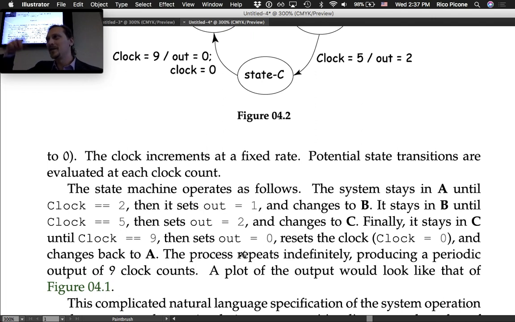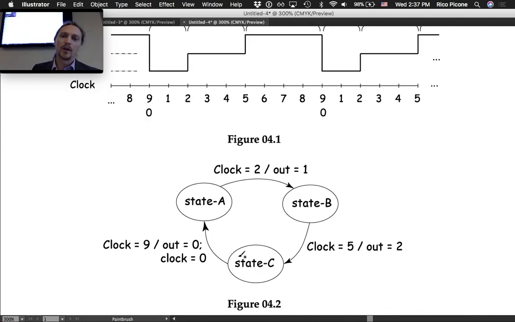And then we're going to just keep doing that same thing over and over again, right, once we're back to A. So we've got this sort of loop that happens. The process repeats indefinitely, producing a periodic output of 9 clock counts. A plot of the output would look like that of figure 4.1.